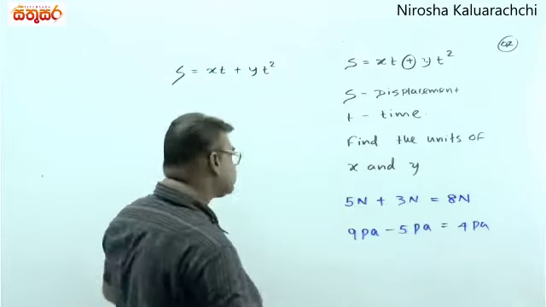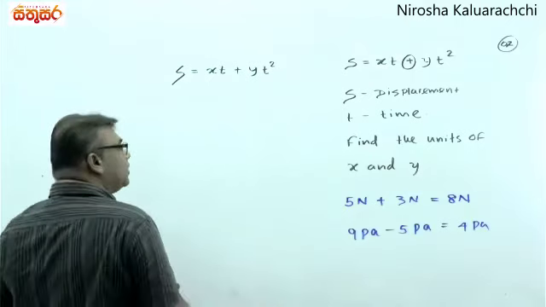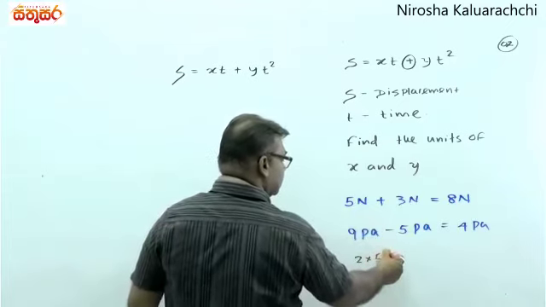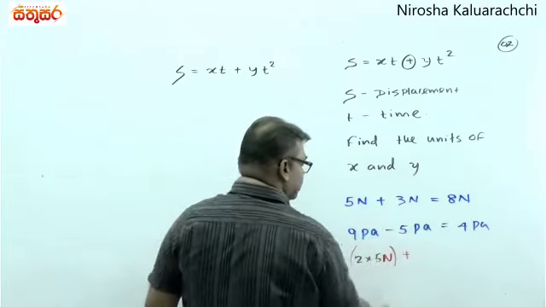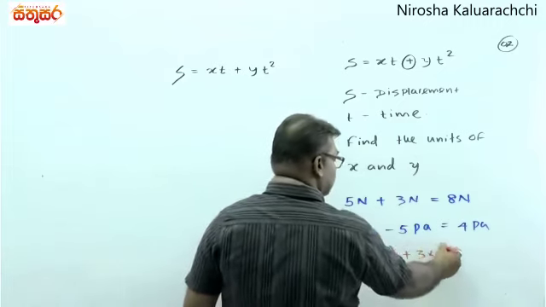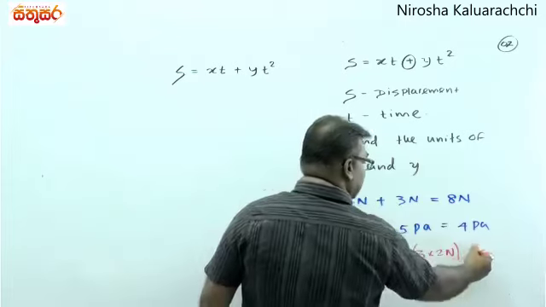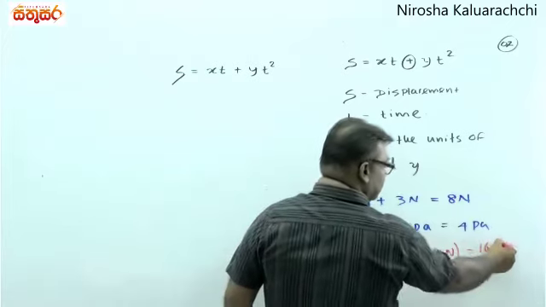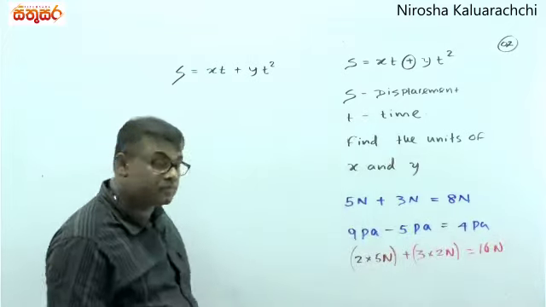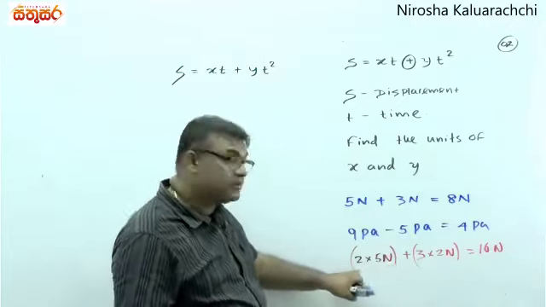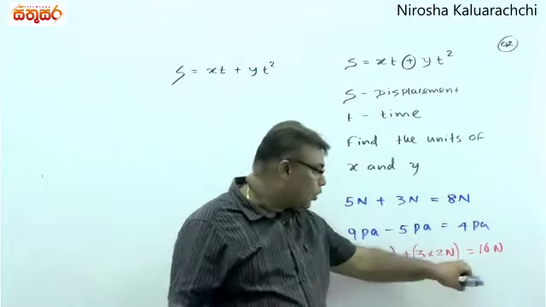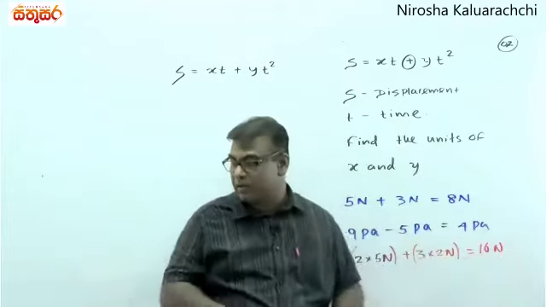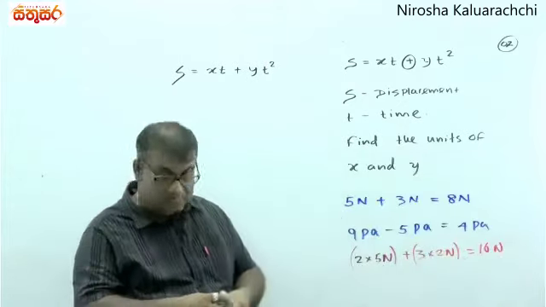Let's see another one. Here you have 2 multiplied by 5 Newton plus 3 multiplied by 2 Newton. The final answer is 10 Newton plus 6 Newton, 16 Newton. So the whole simplification represents Newton, and the resulting one should also be Newton. What do you say now?